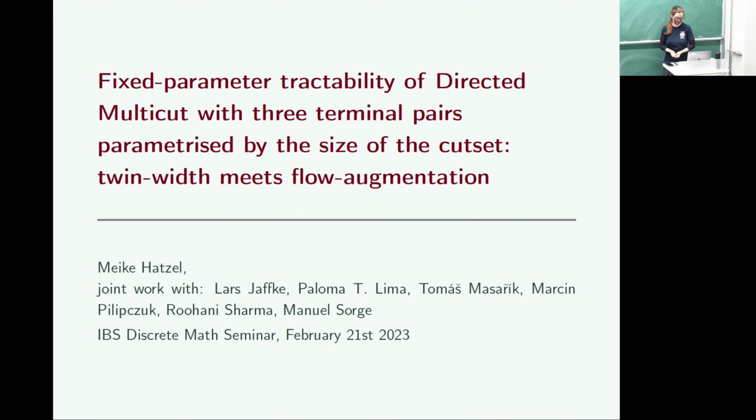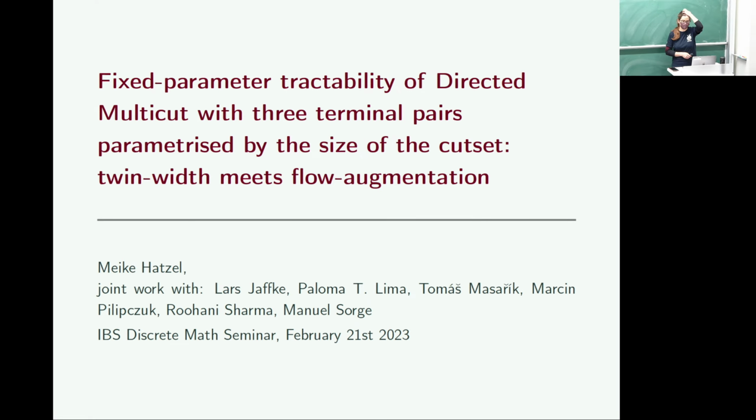Very pleased to have Mike, who came from the nearby Tokyo National Institute for Informatics, and she will talk about FPT algorithms, right? Well, yeah. Okay.